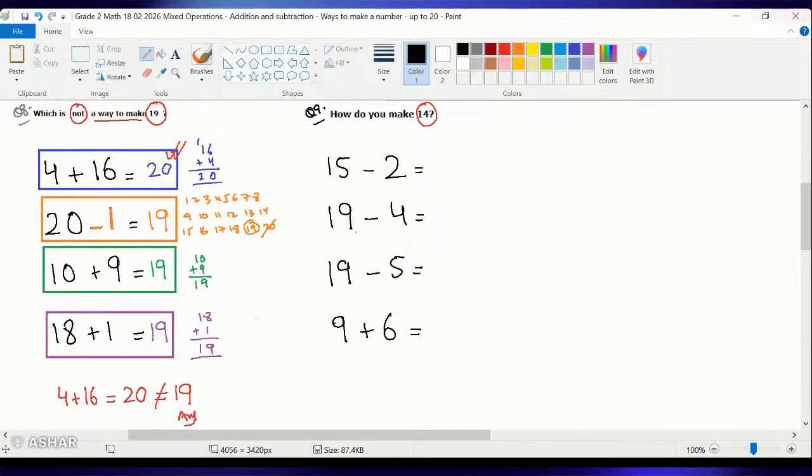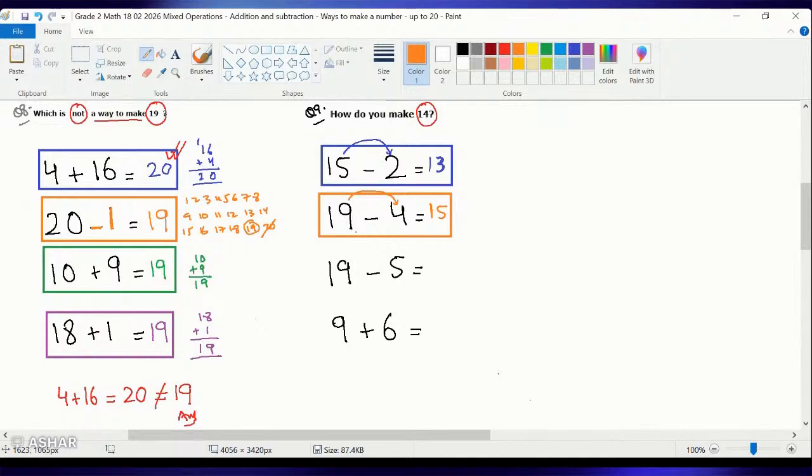If these are the options given to us, we need to find, Semi, what should be the answer? How do you make a 14? We know that 15 minus 2 would always be equal to, simply do 5 minus 2 is 3 and 1 comes as it is. 5 minus 2 was 3, that is 13. 19 minus 4, 9 minus 4 is 5 and 1 comes as it is.